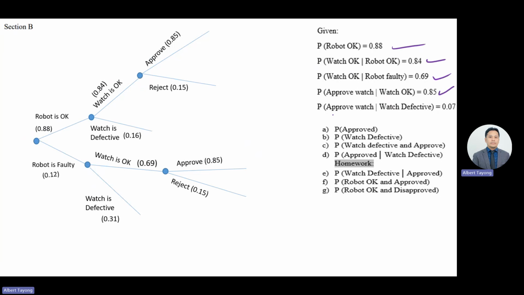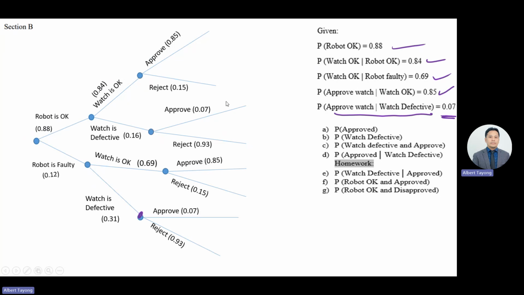The last one is we're going to approve, given that it is defective. It's very low, only 7%, because it is defective. Approve, okay, the opposite is reject, that is 0.93. This one is also defective, so we have to copy the branches there, 0.07 and 0.93. Okay, so now let's get the values of every line.